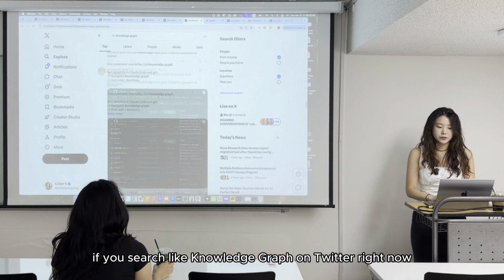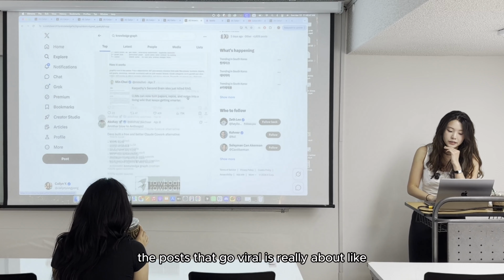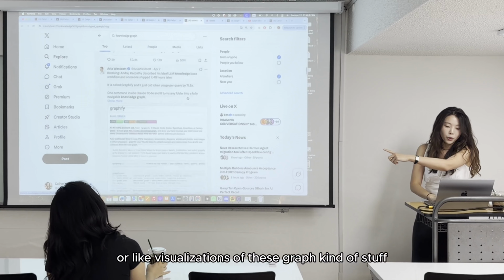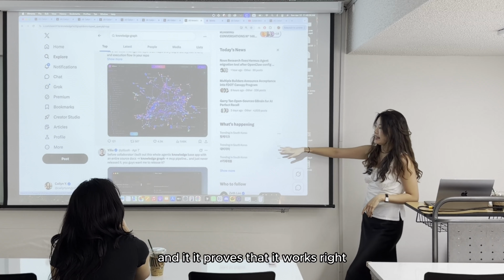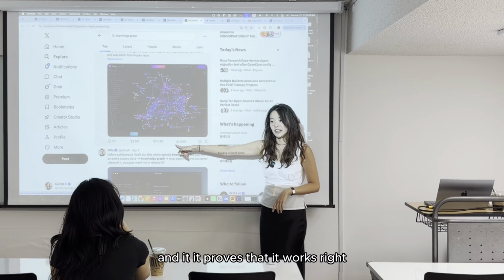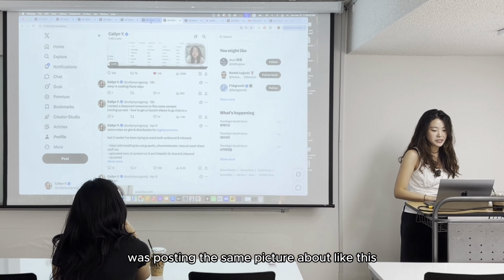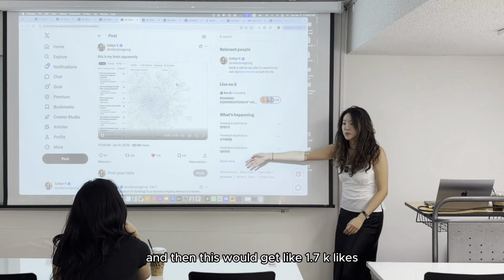Because if you search "knowledge graph" on Twitter right now, the posts that go viral are really screenshots of GitHub repos or visualizations of these graphs. And it proves that it works, right? So what I did after seeing this was posting the same kind of picture, and it got like 1.7K likes.